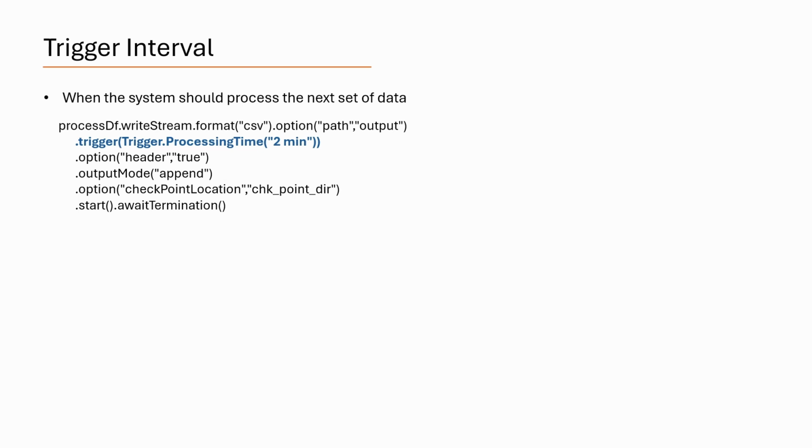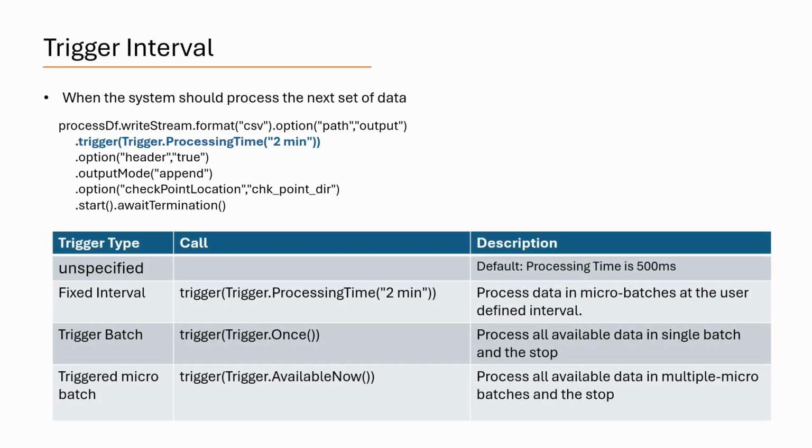When defining a stream writer, the trigger method specifies when the system should process the next set of records. This is called the trigger interval. By default, if you don't specify a trigger interval, data will be processed every half second. Or you can specify a fixed interval so that the data will be processed in micro batches at your specified interval. For example, let's say it's 2 minutes.